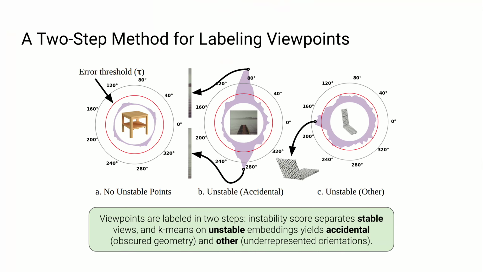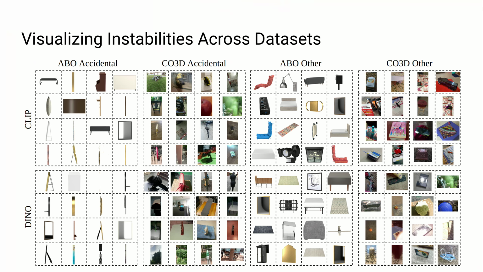We use a two-step process to label every viewpoint. First, a threshold flags views as either stable or unstable. Then, we cluster the unstable embeddings, separating them into two types: accidental, which are geometrically ambiguous, and other, which are just rare views. On this slide, you can see visual examples of accidental and other unstable viewpoints we identified. Crucially, we find these instabilities across both synthetic and real-world datasets, highlighting the generality of this problem.